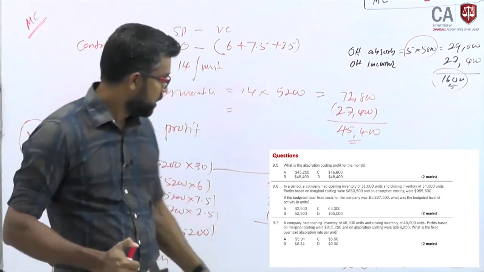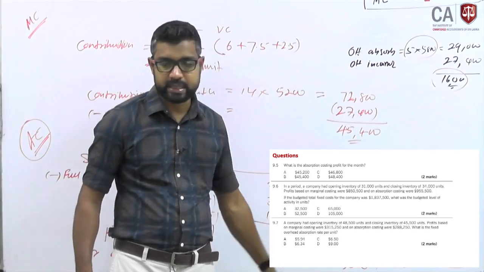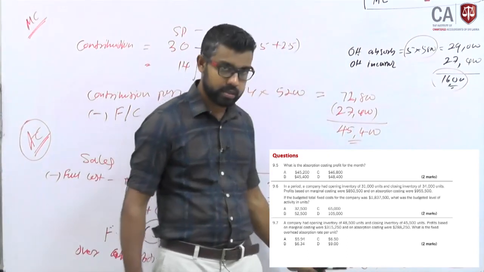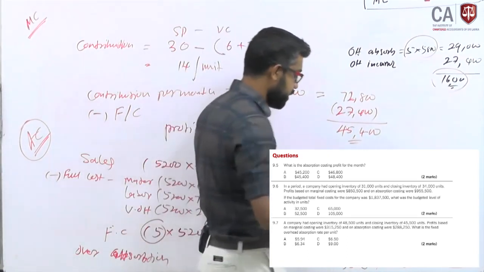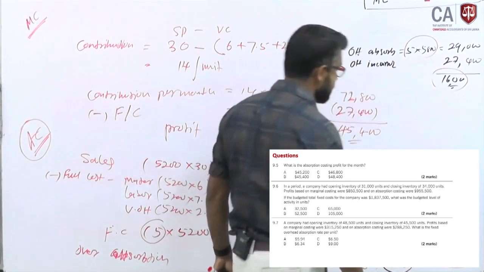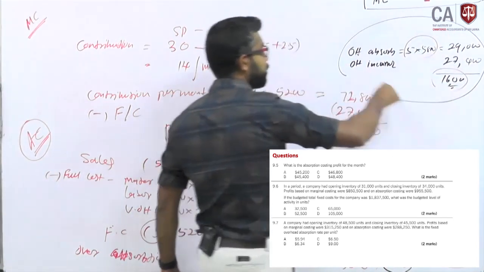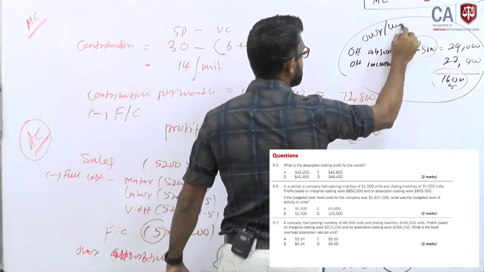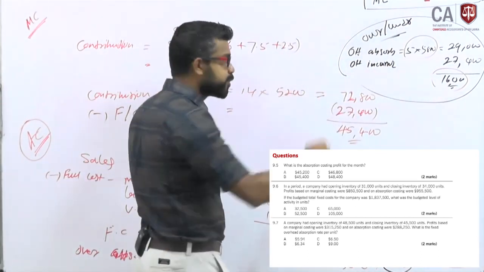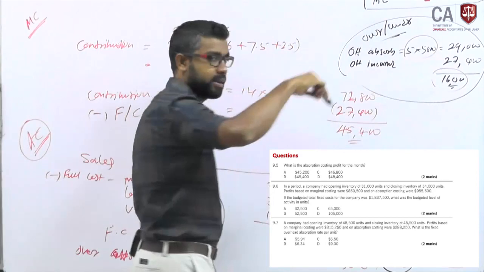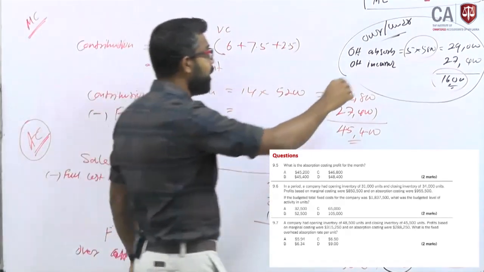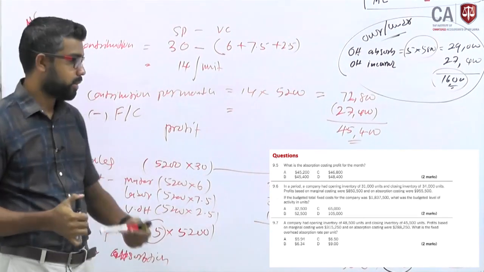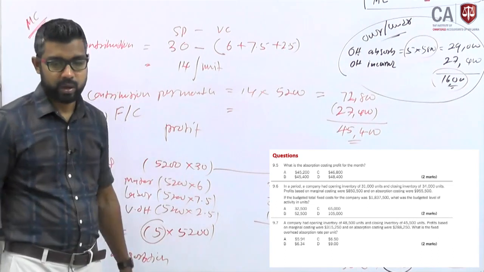Now what I want to tell you: if you end up with 46,800, this is also there as an answer. Sometimes you will select the wrong answer. Keep this in your mind, you have to adjust over or under absorption. This is the way of calculating over or under absorption. Take the absorbed cost and the incurred cost, and adjust the difference. Since you have over absorption, we have to add that to the profit, right? 48,400.